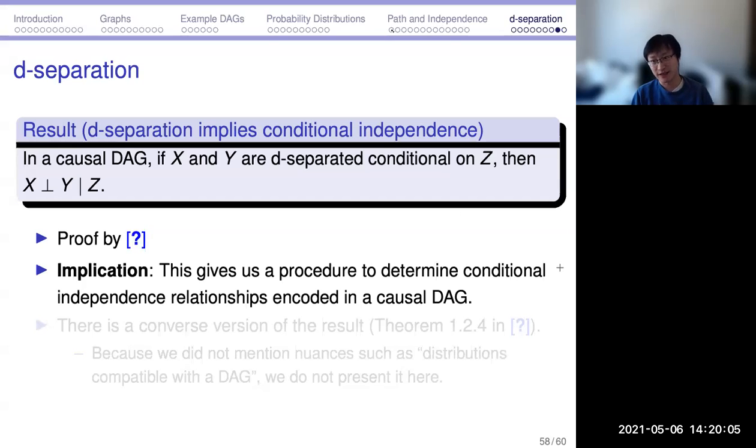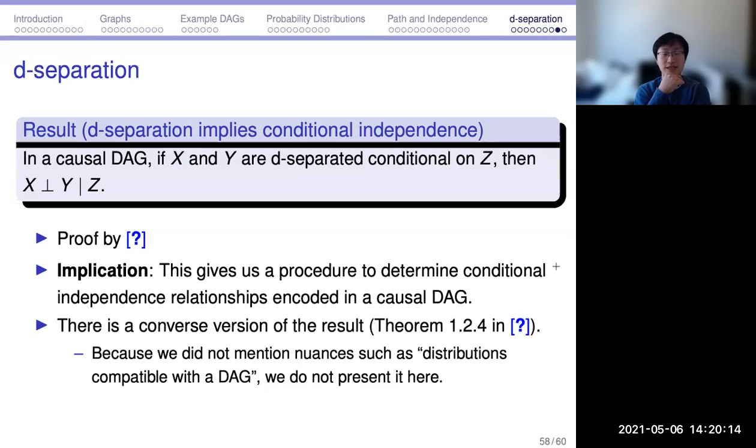But if it does not hold, then it's possible that there is dependence. The reason I'm saying the last part of my sentence is because there is a converse version of the result: if you have conditional independence, then you almost always have d-separation. But because this involves some additional technical details about what "almost" means, and since we're not talking about these nuances, I'm not presenting the result. But please know this result at least. This is very useful and important.